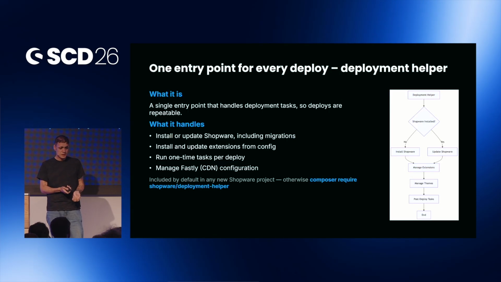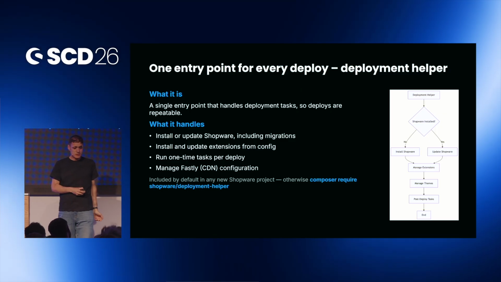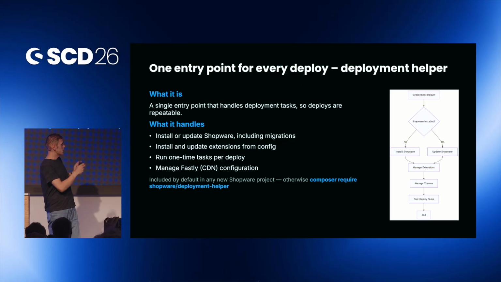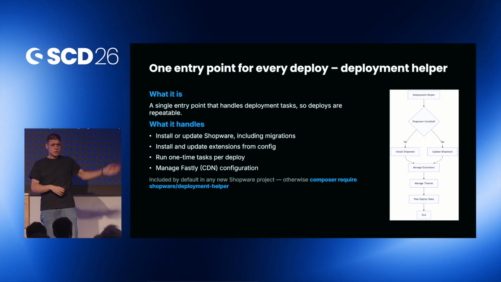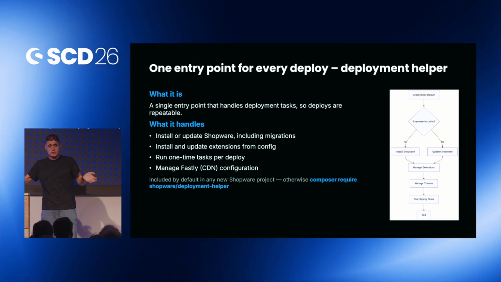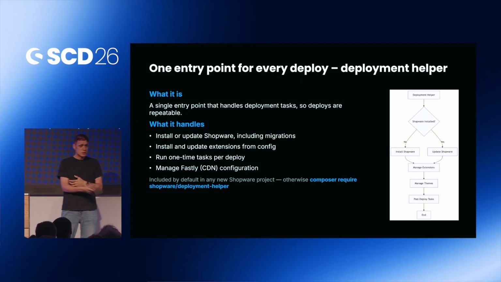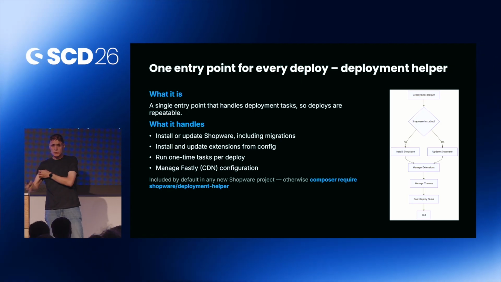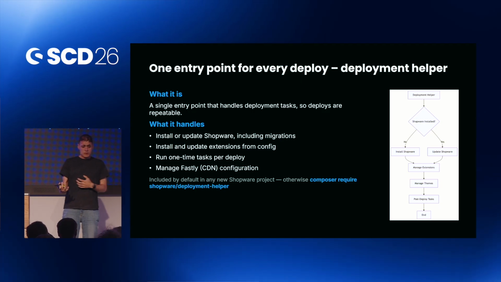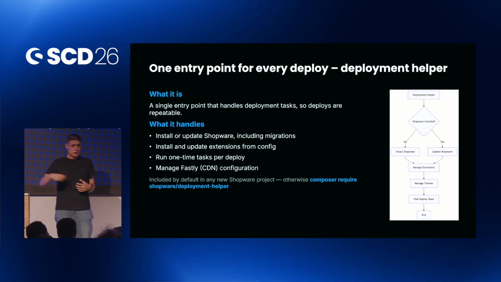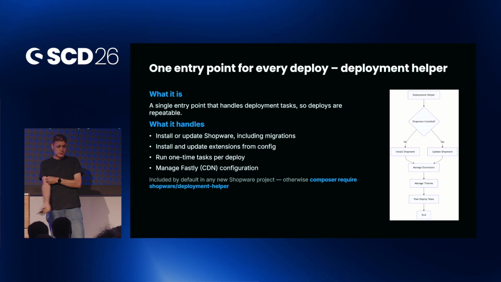And the deployment helper is our one entry point to do all deployment tasks. I tried to include the real deployment helper diagram. It was impossible because it's too big. When you want to see the real one, go to the documentation. It would not fit here. But what we're basically doing is checking if Shopware is installed. When not, we are installing it. We are managing the extensions, so we're installing them and also doing other management tasks like Fastly CLI and so on, when you use Fastly CDN.